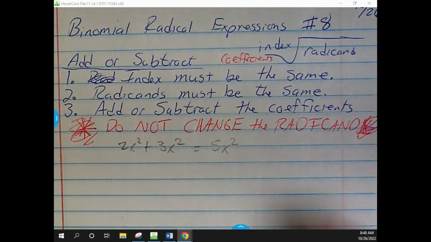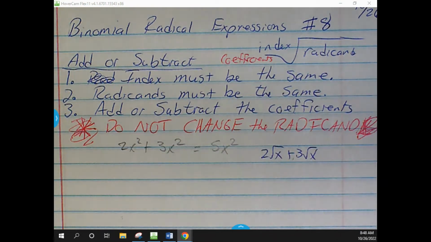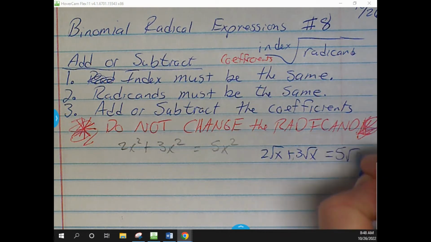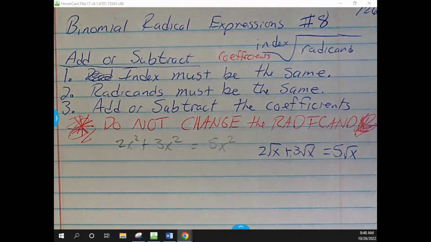If you're going to do 2 square root of x plus 3 square root of x, you still just add the numbers in front, and you don't change the radicand. The only thing that's different is that everything we've done before had exponents that were positive whole numbers. Now we're looking at radicals, and on that part of it, you're not going to change the radicals.